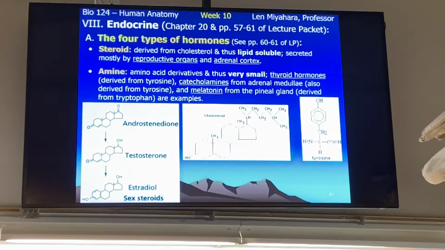And that is why it is lipid soluble, because it used to be a fatty acid, and everything that is lipid soluble can go through cell membranes, because the vast majority of the phospholipid bilayer is lipid, fat.